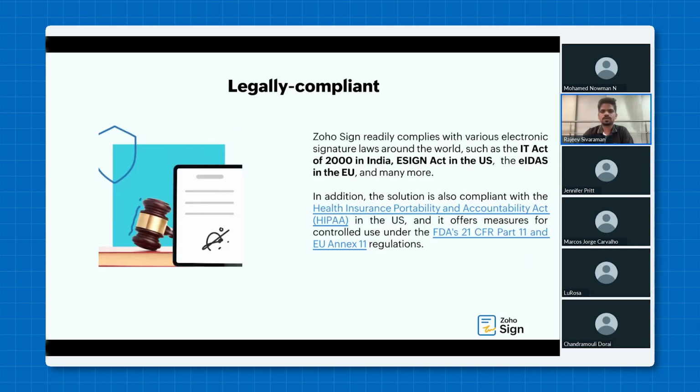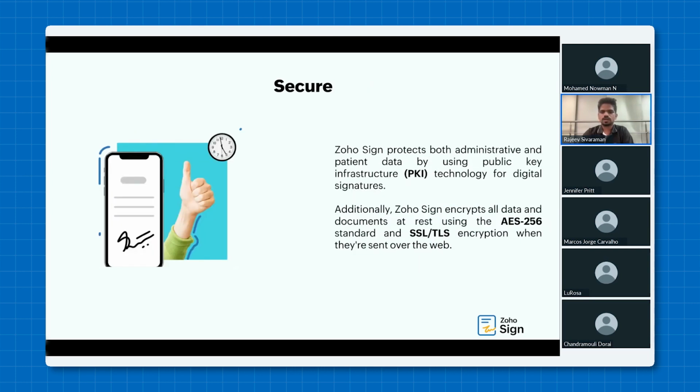And compliance plays a really major role when it comes to getting your documents signed. Like I said earlier, and to add even more, we comply with HIPAA, and we also help businesses comply with FDA's 21 CFR Part 11 and EU Annex 11 regulations. And if I missed saying it earlier, Zoho Sign uses public key infrastructure, and we encrypt all our data using AES 256 and SSL/TLS encryption. So your data is really safe.